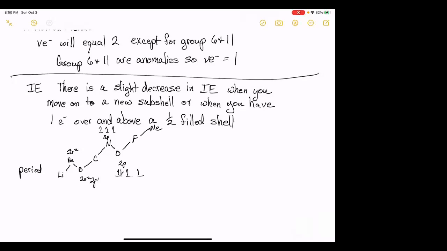So anytime you add a subshell, or anytime you mess up a half-filled subshell, you see a little bit of a dip and then it goes back up. So that's the anomaly in the ionization energy. Did that answer your question, Eva? Next question is a core electron, everything that is not a valence electron. Mackenzie, that is correct. Basically, you identify your valence electrons, and if it's not valence, then it's a core.